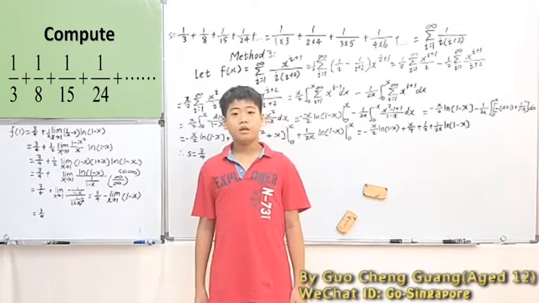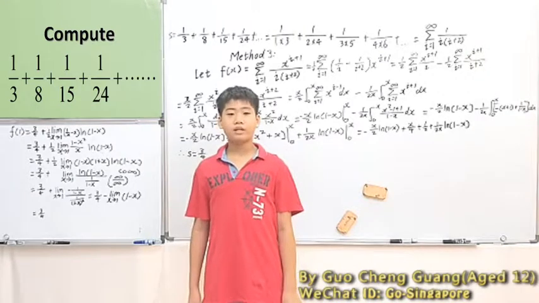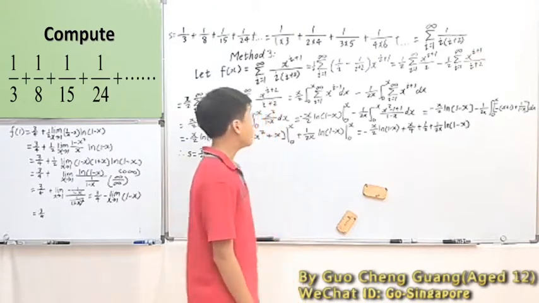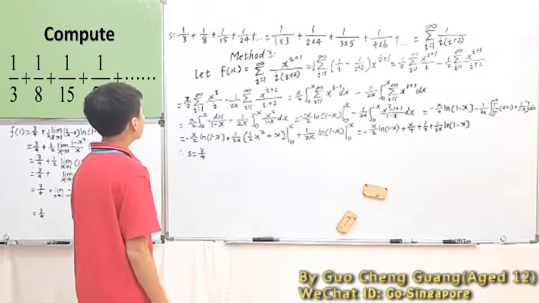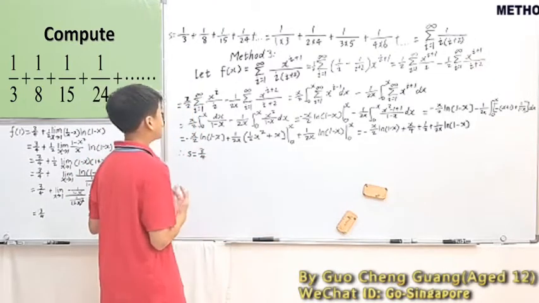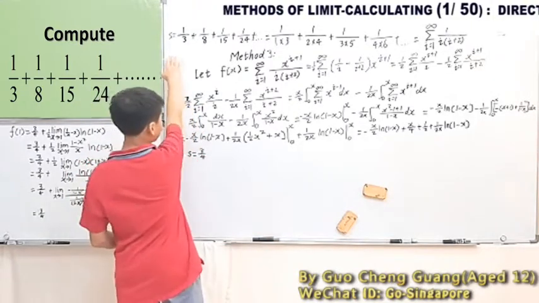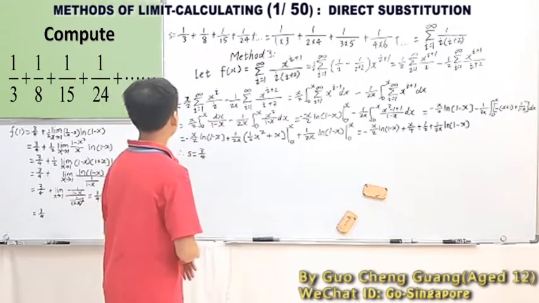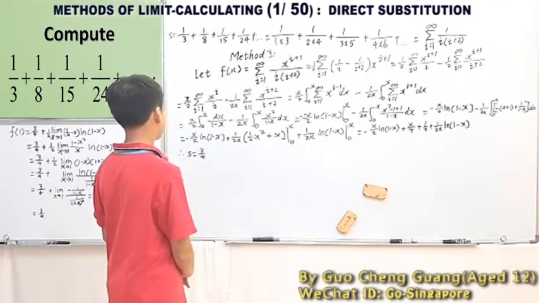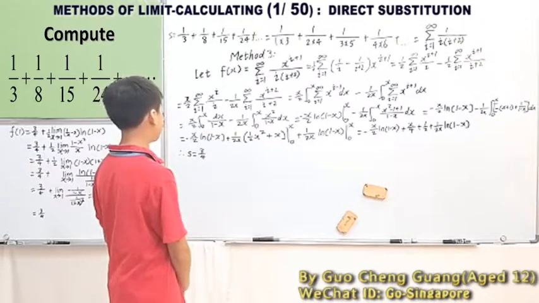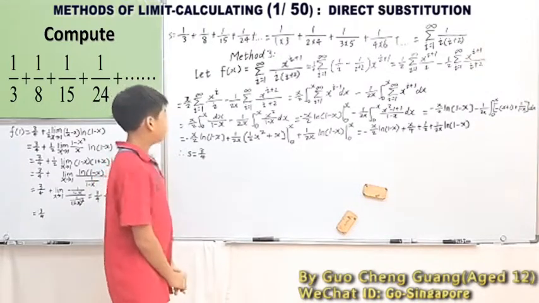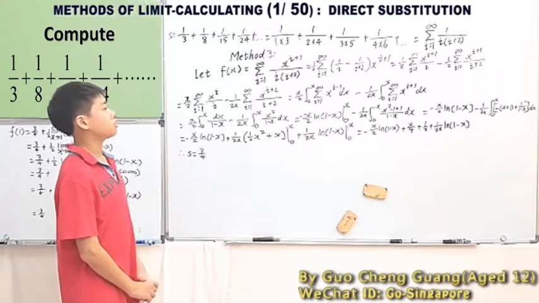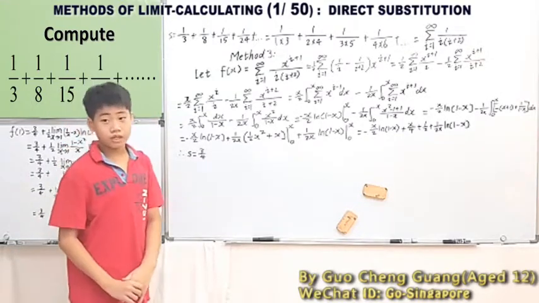In this time, let's revise what we have learned in the last lesson. So in the last lesson and the lesson before the last lesson, we have an example: 1/3 plus 1 over 8 plus 1 over 15 plus 1 over 24 and so on. And we have used 3 different methods already.